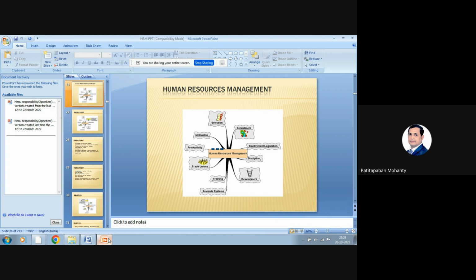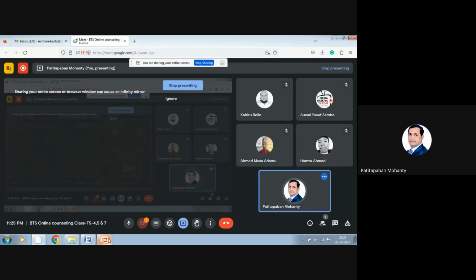I will tell you the definition of selection, the definition of recruitment, why there should be discipline among the employees, why development is necessary, why training is very important, why the employees should have a good reward system, how trade unions are formed, how productivity emerges, how people should be motivated. Okay. So for today, I will finish up to this slide. It's slide number 26. And for tomorrow, we'll discuss from slide 26.